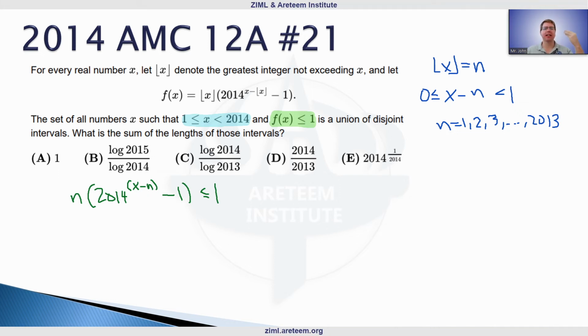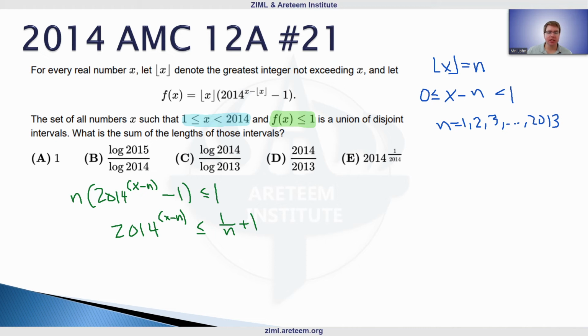This is where replacing it with n comes in; think of that as something fixed for a moment. So we divide by n, we add 1 to both sides. So we have something like 2014, whoops, no exponents yet, 2014 raised to the x minus n is less than or equal to 1 over n plus 1.